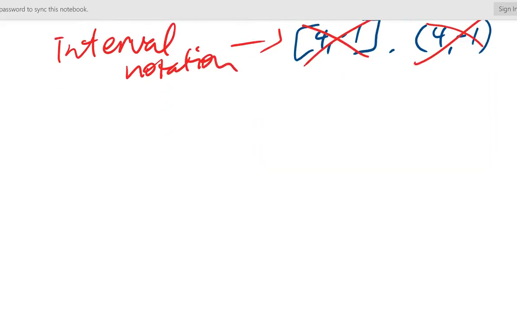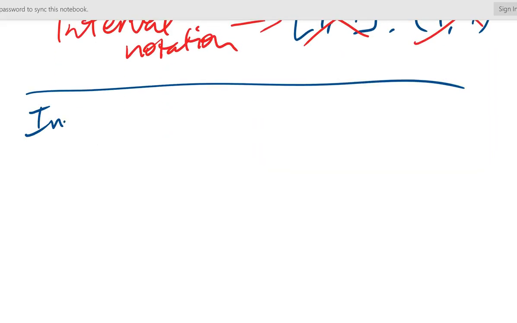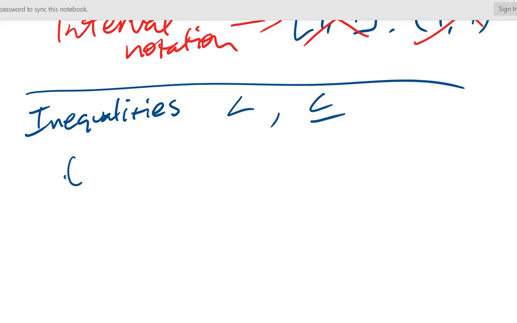Now what about inequalities? Okay, so let's look at inequalities. I'm going to take them one step at a time. So let's look at this version and this version. So less than and less than or equal to. Let me give you an example. Let's do 2x plus 7 is less than or equal to, let's make it 9.